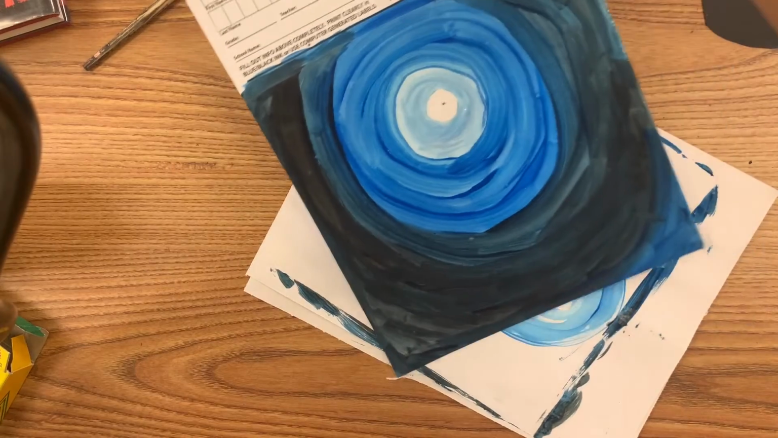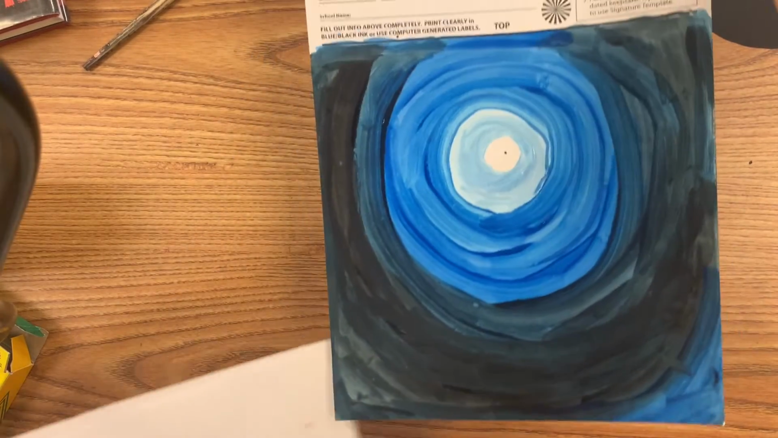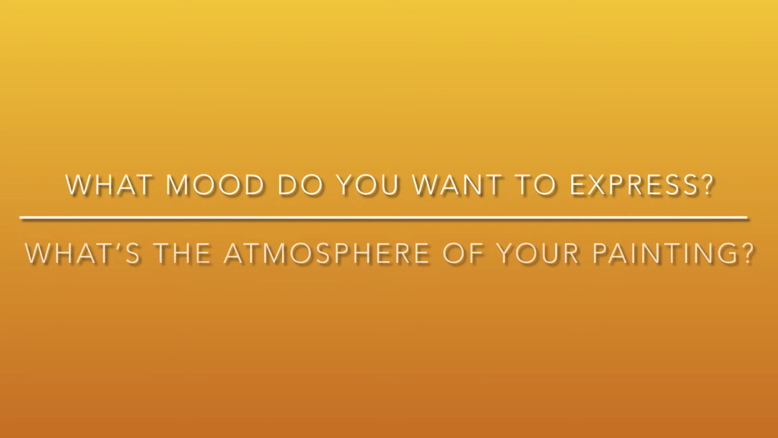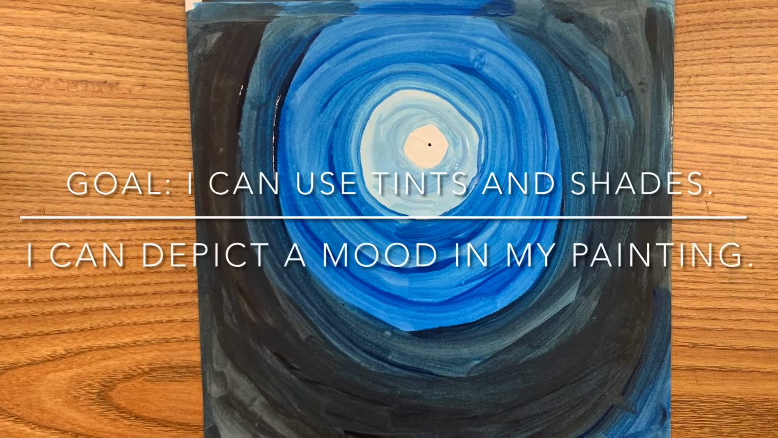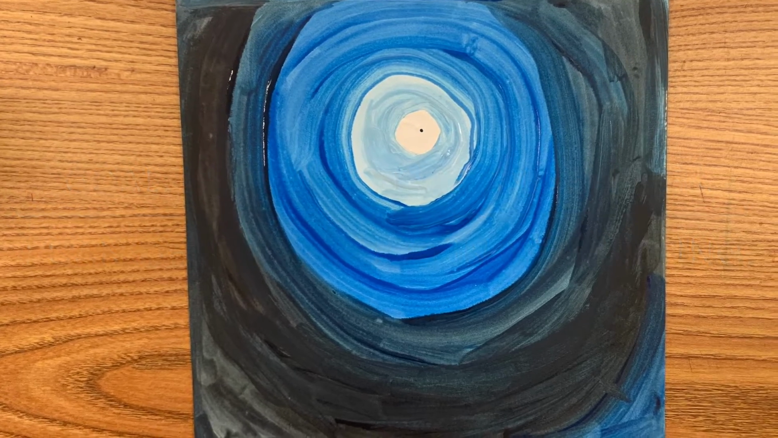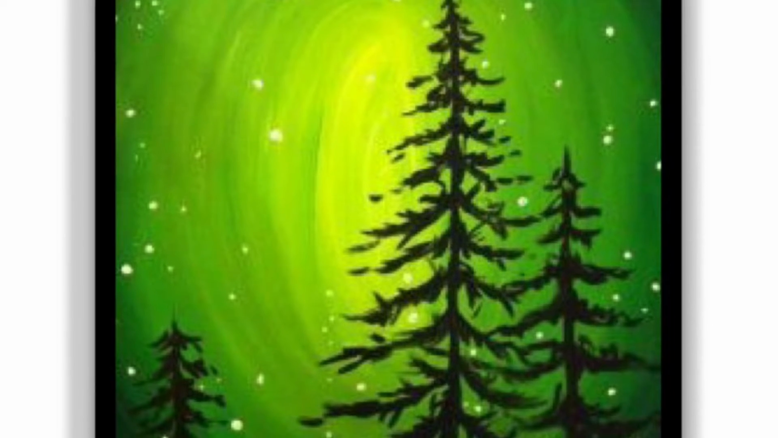Now when you get to the edges of your painting, you can use a scrap paper to put under it. But ultimately, consider what mood you want to express. What's the atmosphere of your painting? And let's go ahead and use tints and shades. Enjoy. Next time, we're going to add some more details.